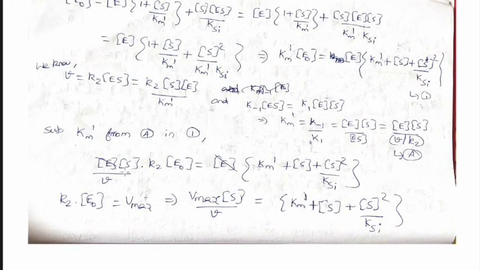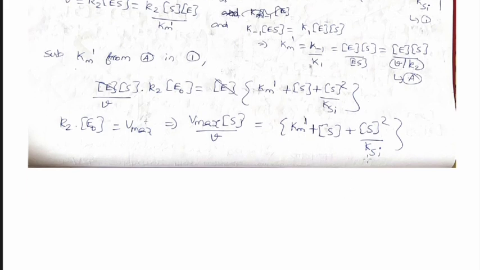We cancel out the common terms, and then we arrive at the value K2 into E naught equal to V max, which implies V max into K2 into E naught equal to V max. Therefore, V max into S by V is equal to Km dash plus S, by KSI. So this is the final equation.